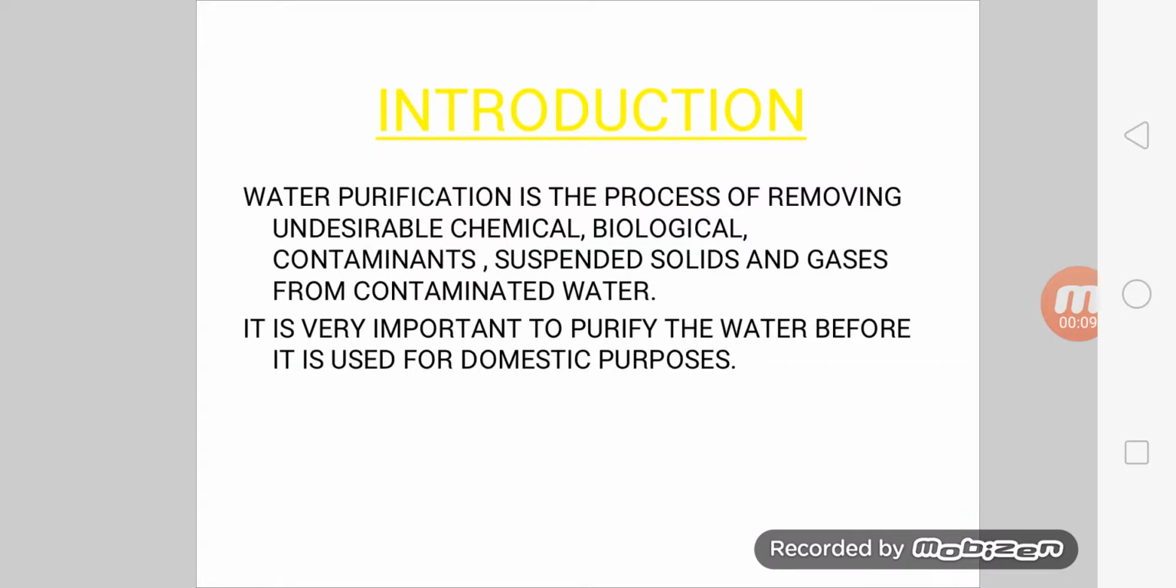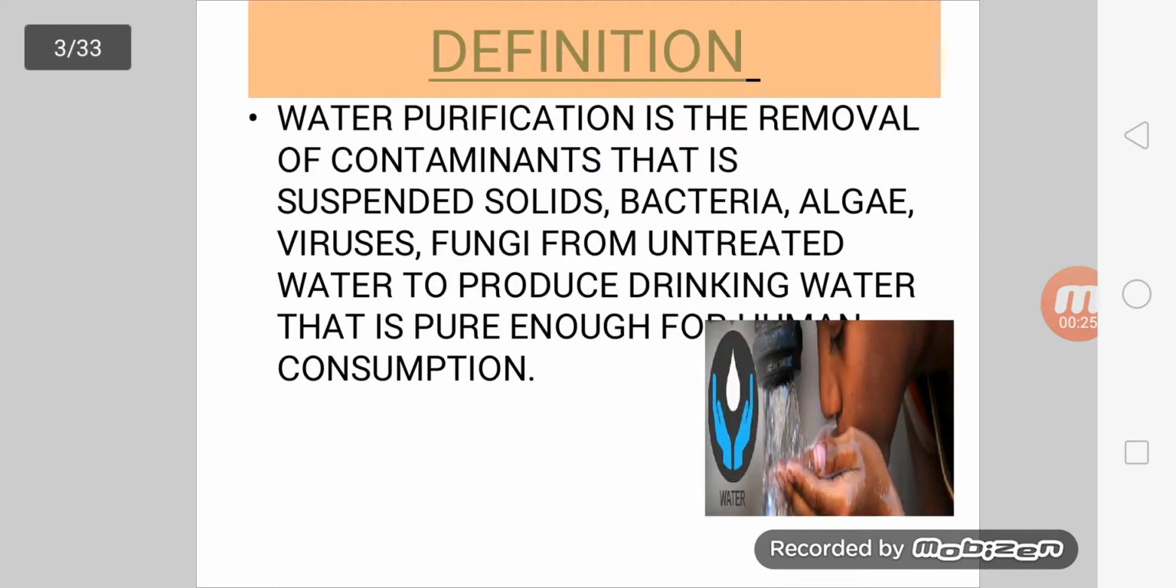Introduction. Purification is the process of removing undesirable chemicals, biological contaminants, suspended solids and gases from contaminated water. It is very important to purify the water before it is used for domestic purposes. Definition. Water purification is the removal of contaminants, that is suspended solids, bacteria, algae, viruses, fungi from untreated water to produce drinking water that is pure enough to drink.